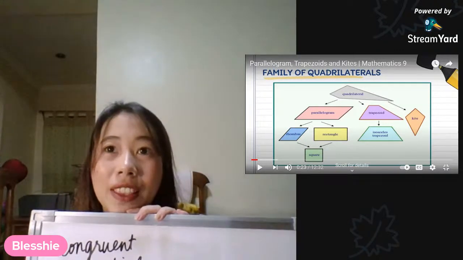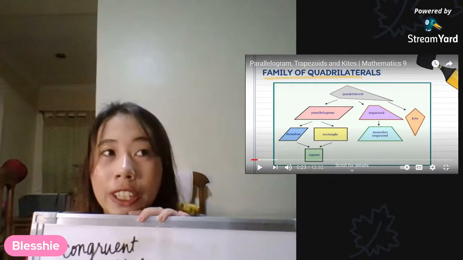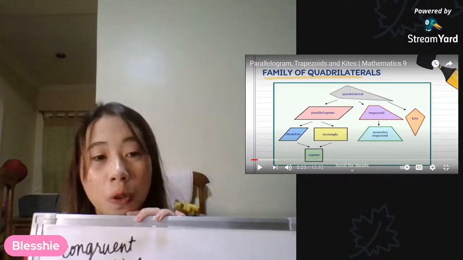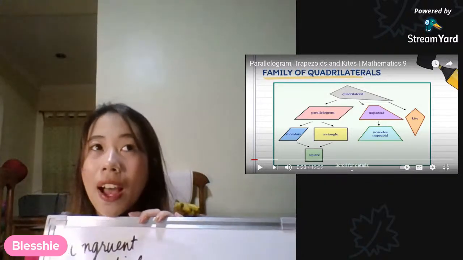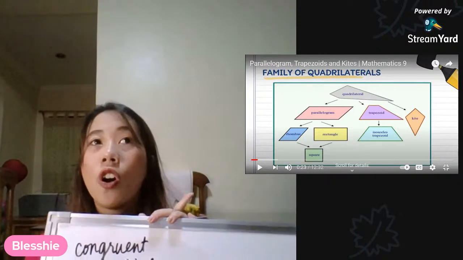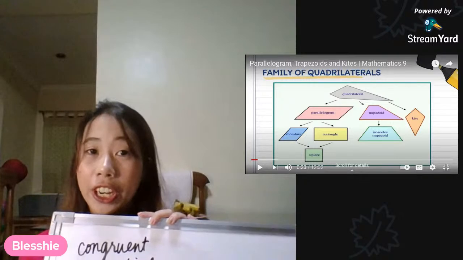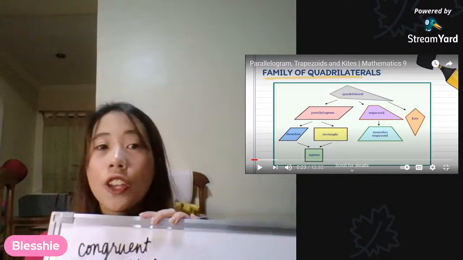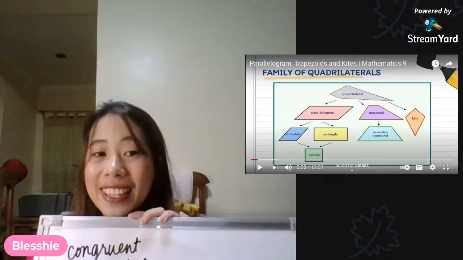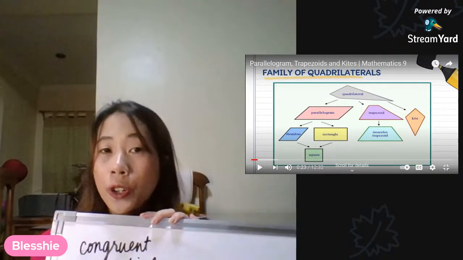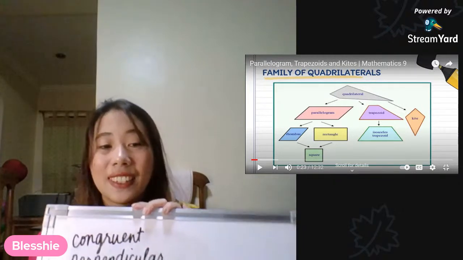When you say congruent, it is equal. So kung ano yung nasa kaliwa, yun yung nasa kanan. Kung ano yung nasa taas, yun yung nasa baba. For example, all the sides of a square are congruent to one another. Ibig sabihin nun, yung sukat ng lahat ng sides ng square ay congruent or pare-parehas.